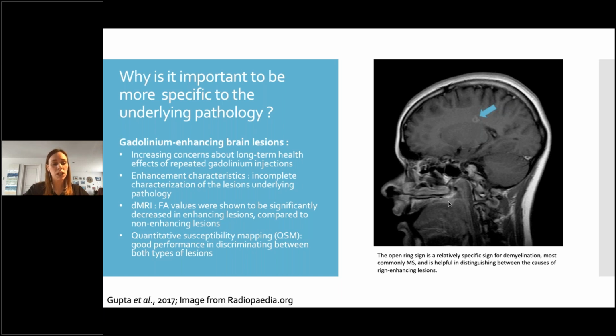So with diffusion, FA values were shown to be significantly decreased in enhancing lesions when compared to non-enhancing lesions. Also, there are other imaging sequences. One of them is the quantitative susceptibility mapping, or QSM, and it has been proved to have a good performance in discriminating between both types of lesions. So this is a great avenue for research.